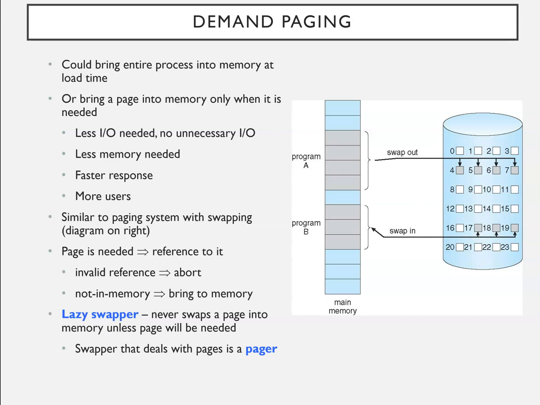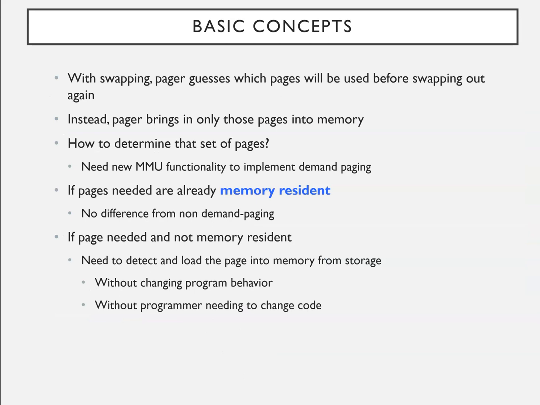A page is needed and a reference to it, and if we have an invalid reference, we abort it. If it's not in memory, we bring it into memory. We could have a lazy swapper that never swaps a page into memory unless the page will be needed, and a swapper that deals with pages is called a pager. With swapping, a pager guesses which page will be used before swapping out again. Instead, the pager brings in only those pages into memory. How do we determine that set of pages?